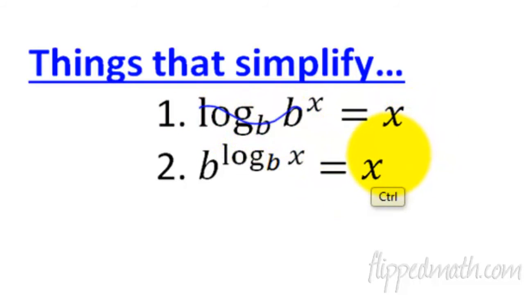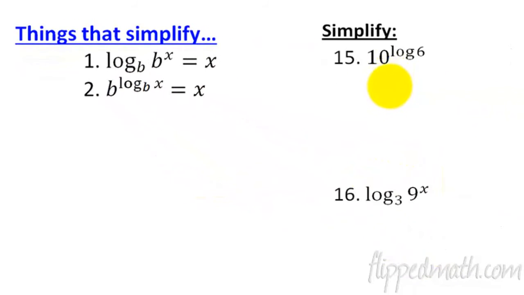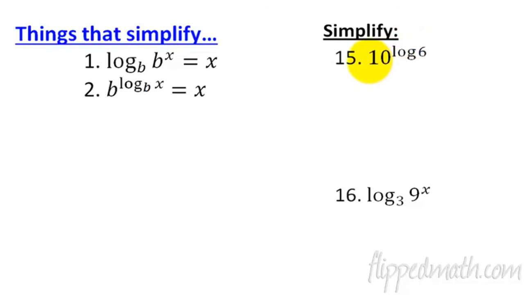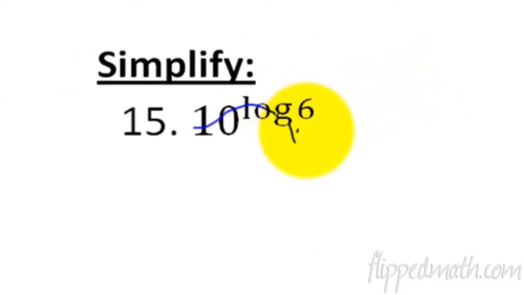Okay, let me make that sound again for this one. See, the base is the same, but now the exponent has a logarithm, but if the bases are identical, it just kind of cancels and you have an x. Okay, so look at number 15. We have 10 to the log 6. This cancels. Why is that canceled? Because the base of the logarithm is a 10. You don't see it, but remember this is a common logarithm. And so the answer to this thing is that it equals 6.